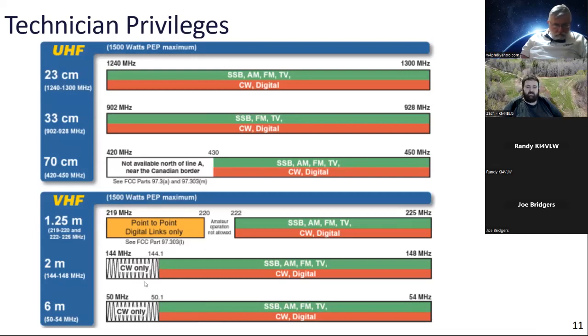So that's not a lot of space you really need to stay away from. And then, of course, here's the 1.25 meter band. And you've got a little section there that's only for point-to-point digital links and everything like that. And you'll kind of get the feel of that as you go along.